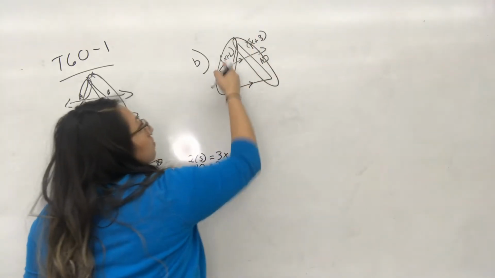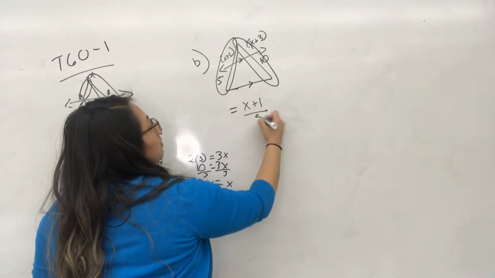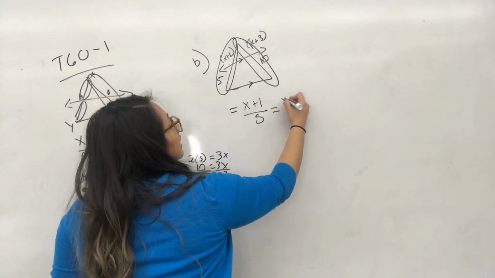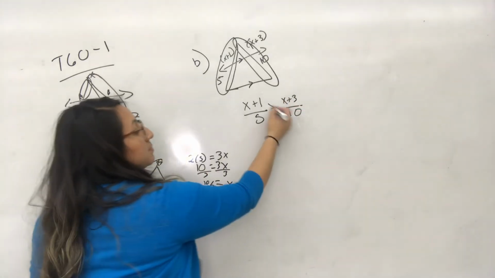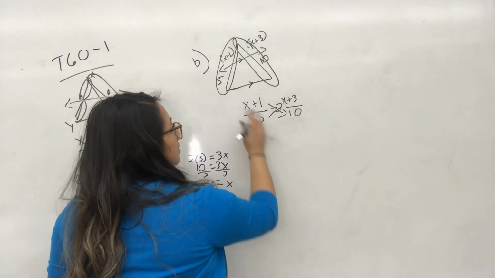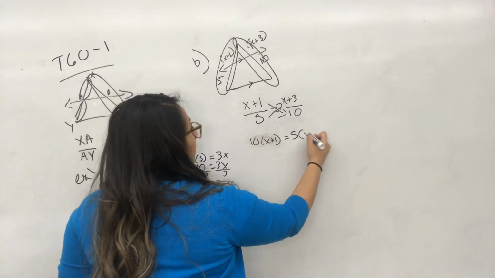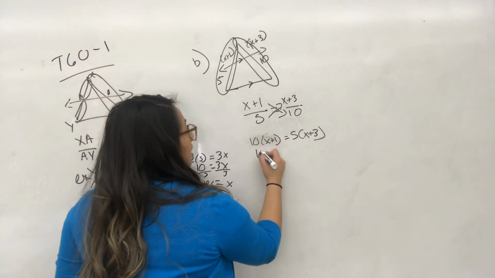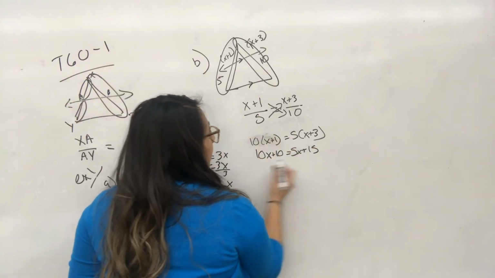side. So one side, we're going to deal with the top to the bottom, x plus 1 over 5, which is equal to, compared to the other side, x plus 3 over 10. Next step, cross multiply. 10 times x plus 1 is equal to 5 times x plus 3. And then from there on, you solve. 10x plus 10 equals 5x plus 15. Try to get the x by itself.